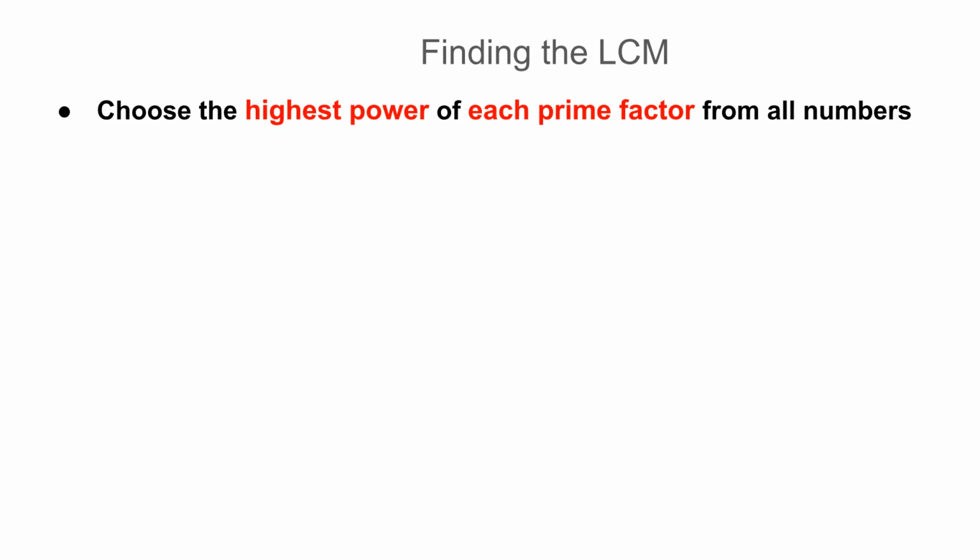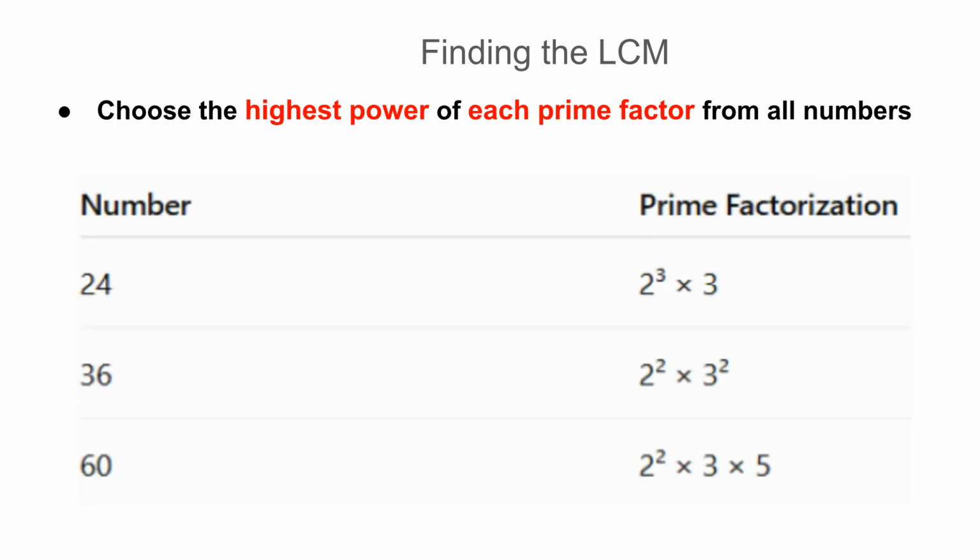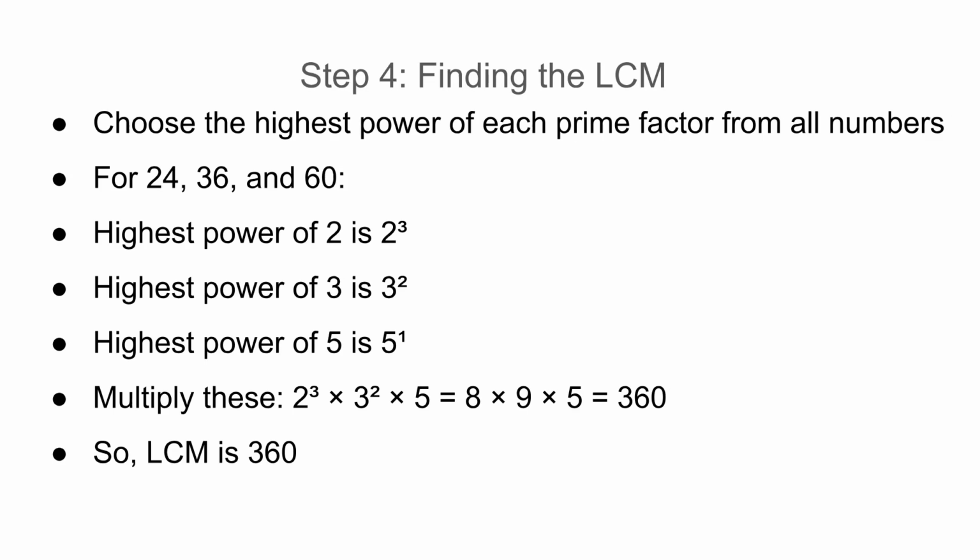To find the LCM, we take a different approach. Instead of the smallest, we choose the highest power of each prime factor that appears across all the numbers. Applying this to our example, we take 2 cubed, 3 squared, and 5 to the power of 1. Multiplying these values, 8 times 9 times 5, gives us 360. Therefore, the LCM is 360.